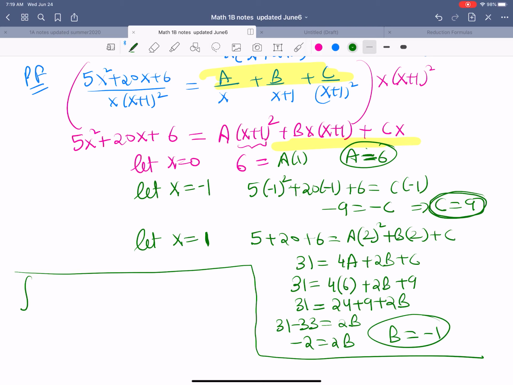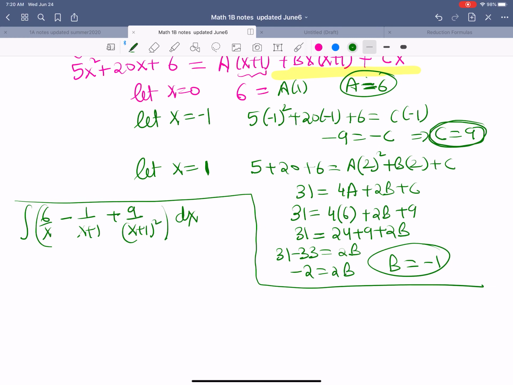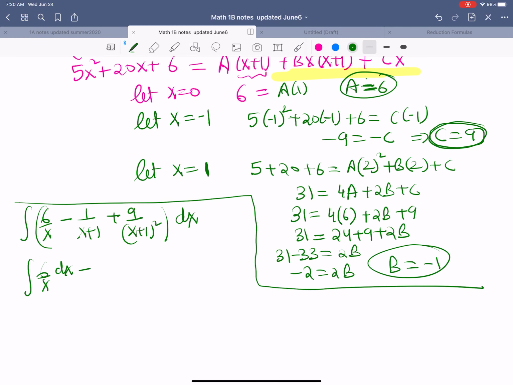A over x, which is going to be 6 over x, plus b over x plus 1, negative 1 over x plus 1, plus c over x plus 1 squared, and c is 9 over x plus 1 squared dx. So if I plug a, b, and c where they belong, we can split it into 3 different integrals. It's 6 over x dx minus 1 over x plus 1 dx plus 9 over x plus 1 squared dx.